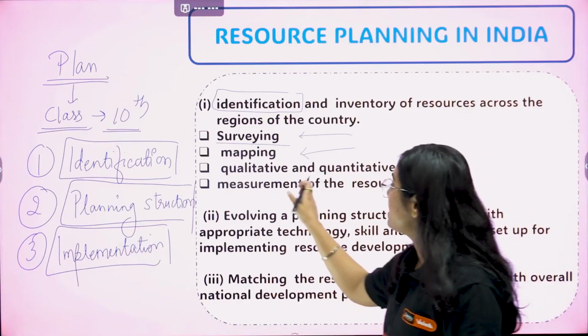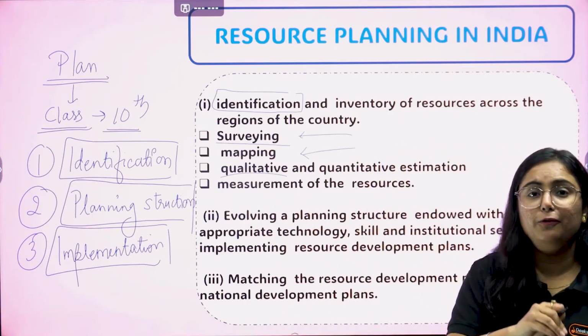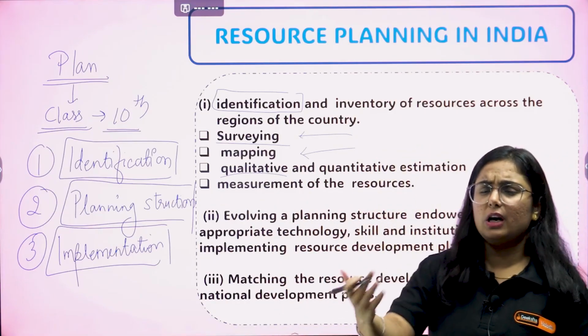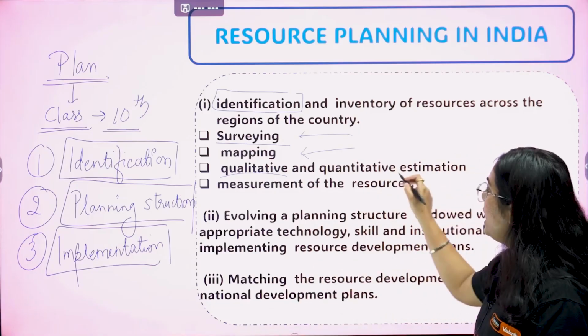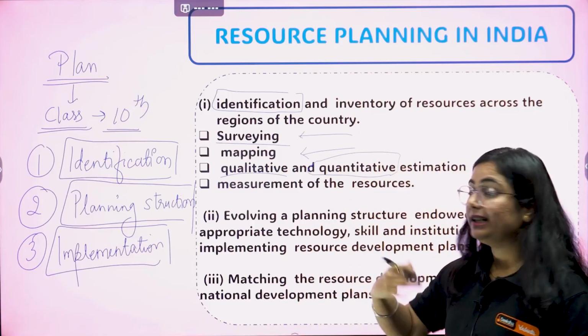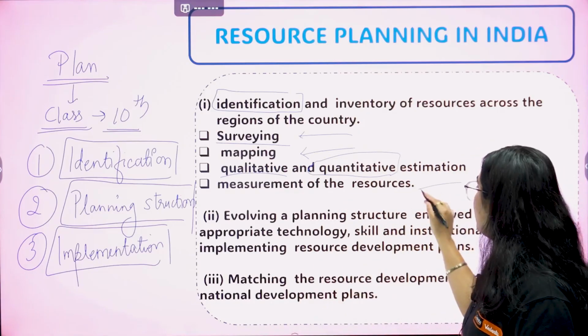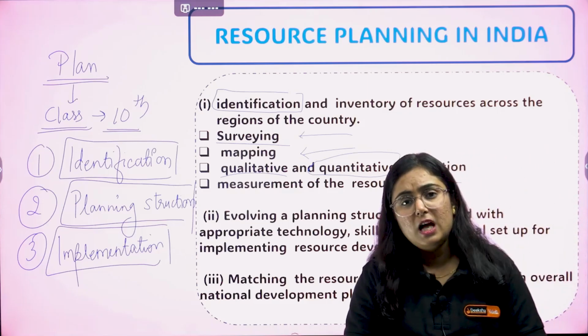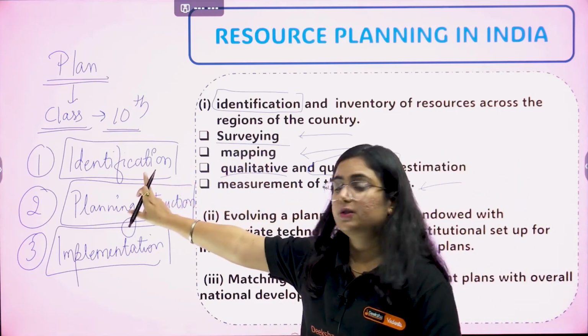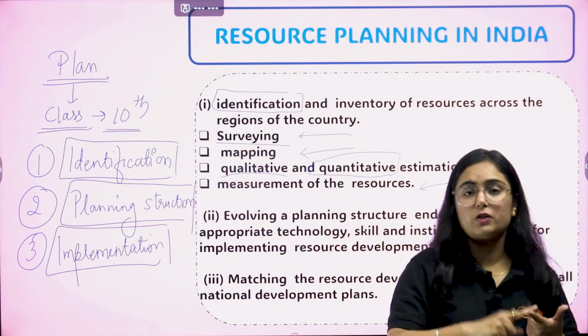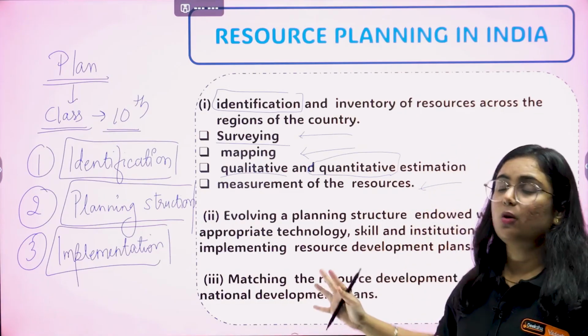You will analyze how much amount of mineral is found here or how much amount of that resource is available. Then you will see the quality of it, right? You will measure the resources. So these are the steps you will see in this first process, that is identification of resources. So this is resource planning in India.